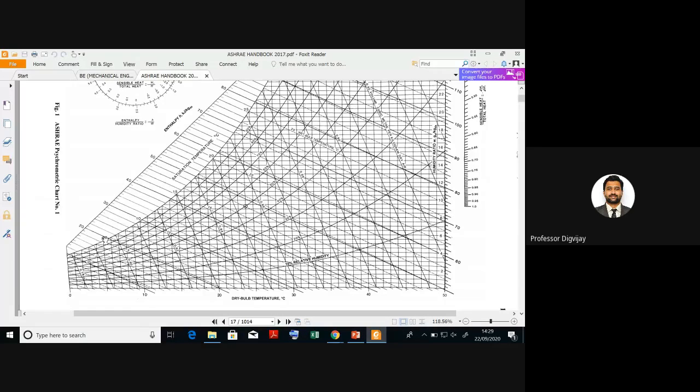So what you see here, the values like 5, 10, 15, these are experimentally calculated values. So these are the dew point temperatures.